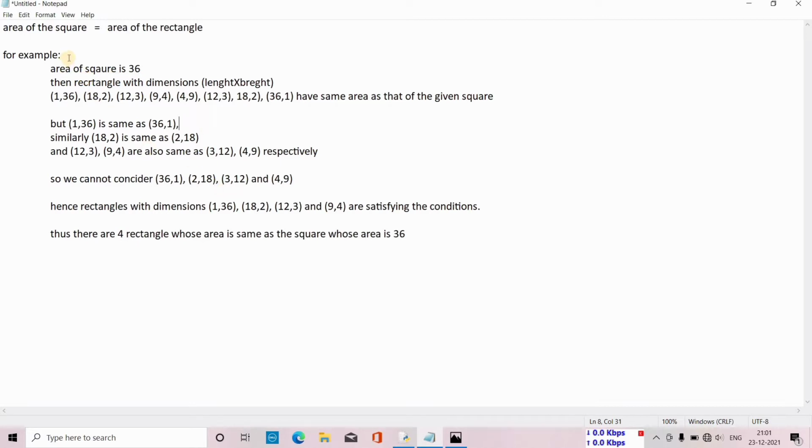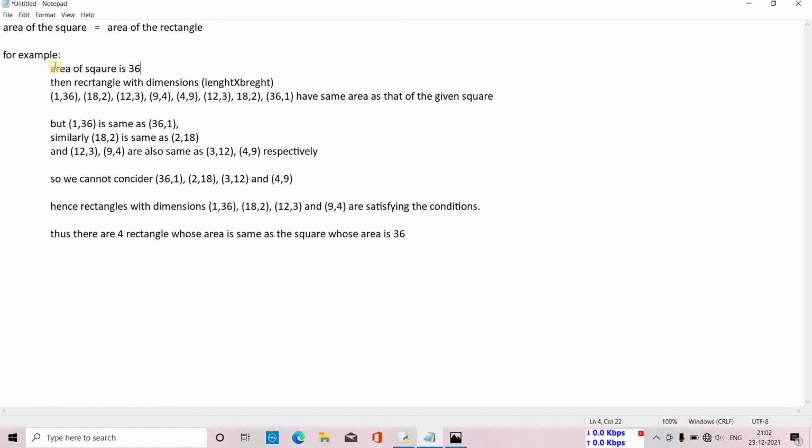First of all, the user will be providing us the area of a particular square. For example, suppose the area is 36, which is given by the user. We have to find the number of rectangles whose area is equal to that of the square. First, we'll be finding the dimensions. Once we get the dimensions, we'll be counting how many rectangles are possible such that the areas of both the rectangles and the square are the same.